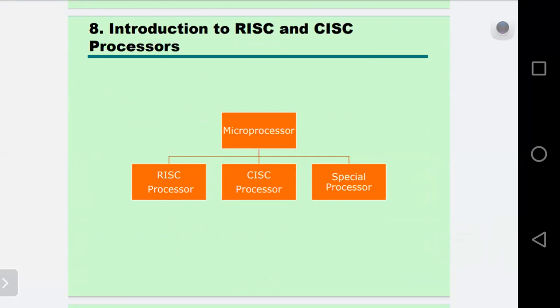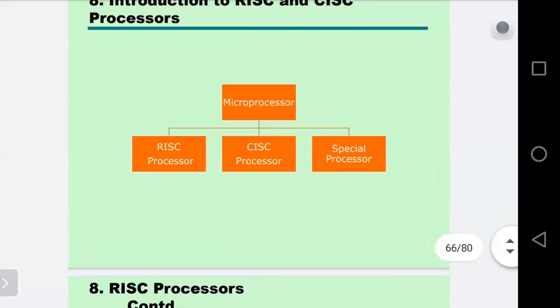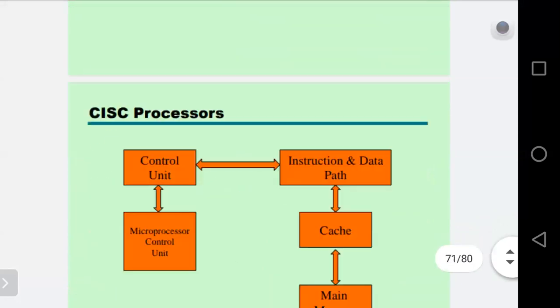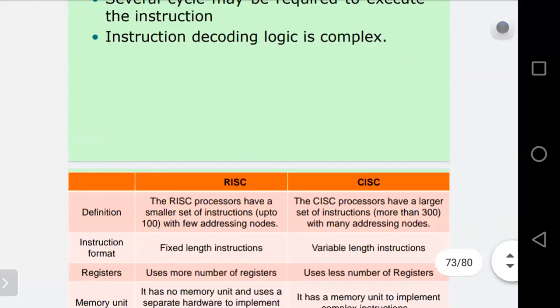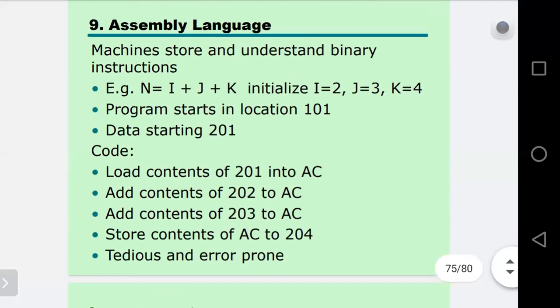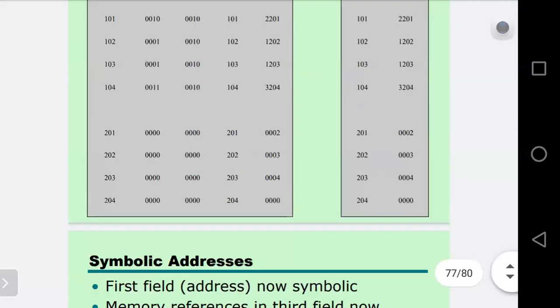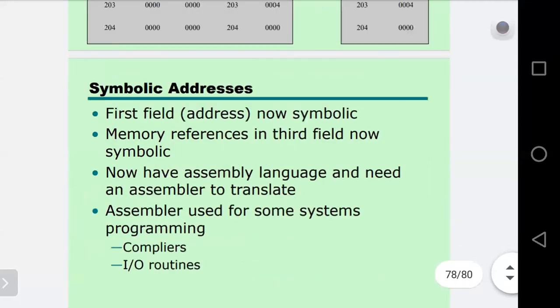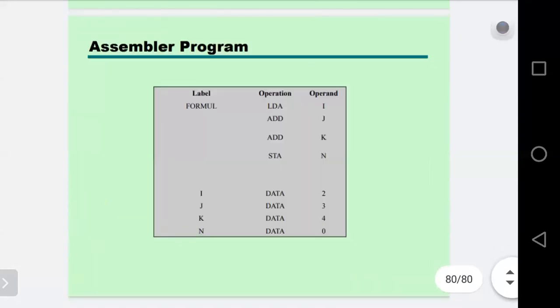Then in the last lecture, we discussed an introduction to RISC and CISC processors. Right? So mainly here you have to remember the RISC and CISC processor difference. This is an important thing. And today we have discussed assembly language and how improvements were made: binary, then hexadecimal, then symbolic, and finally assembly programming. After assembly programming, there is the assembler, then the compiler and the higher level language, then the interpreter. So different higher level languages came into the market.